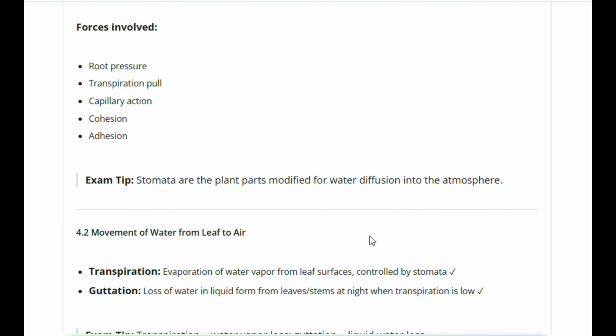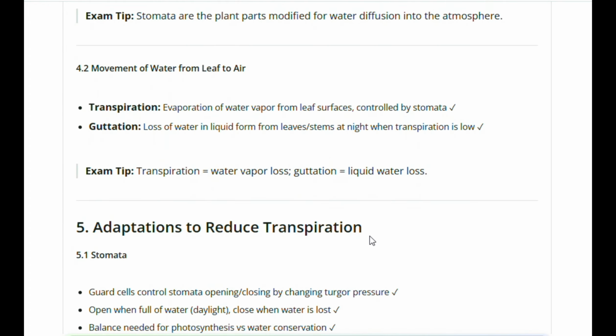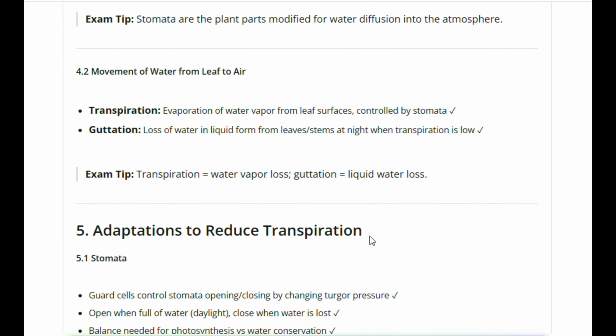Stomata are the plant parts modified for water diffusion into the atmosphere so that the water can be lost, right? The water can exit the plant. So 4.2, movement of water from leaf to air. Here that's the exit of water, when the water leaves the plant.